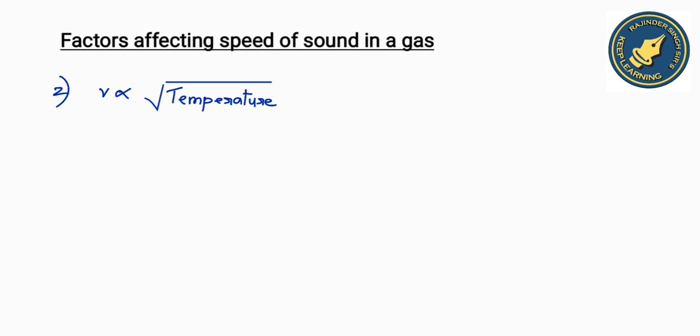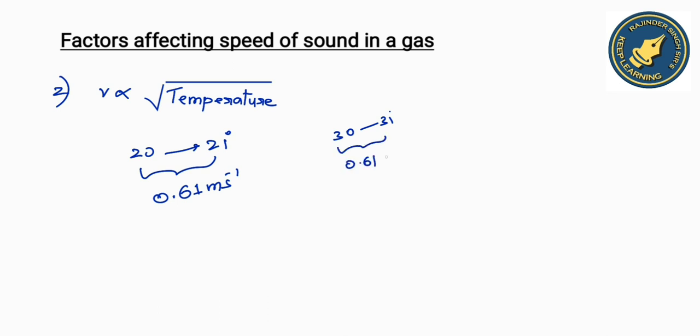Speed of sound in air increases by about 0.61 meters per second for each degree. If I increase the temperature from 20 degrees to 21 degrees, the speed will increase by how much? 0.61 meters per second. If I increase it from 30 degrees to 31 degrees, it will increase by how much? So every degree rise, the speed of sound will increase by 0.61.